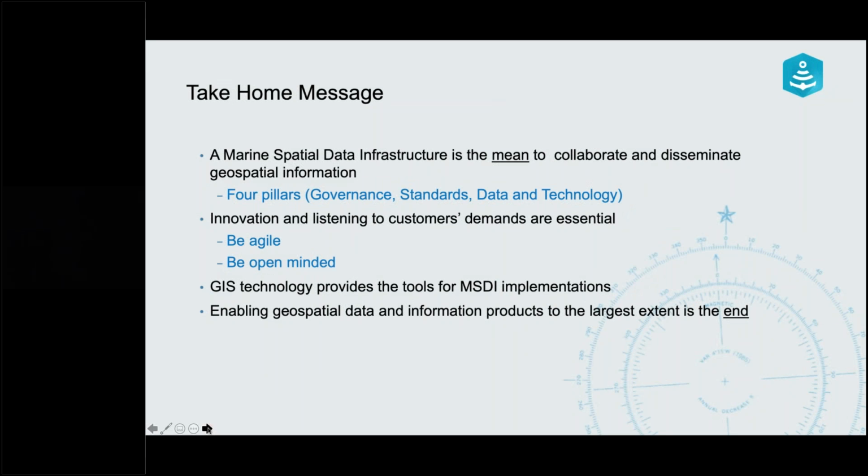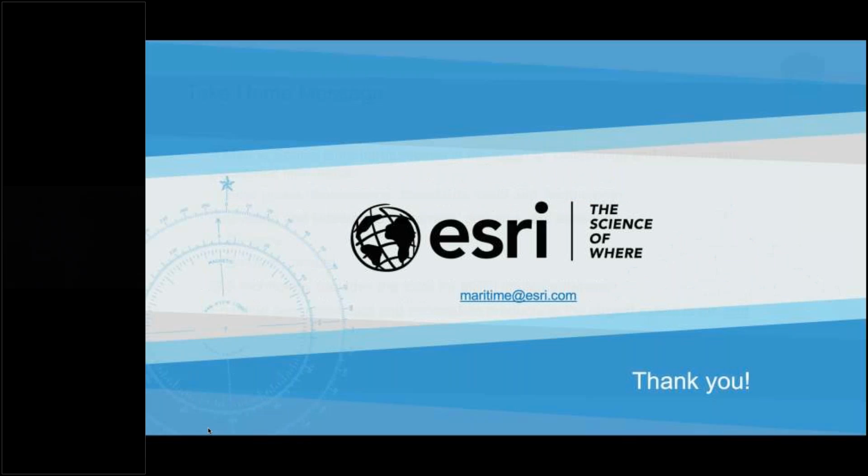So that's it. I would like just to give you some take-home messages. I would like to say that an MSDI is the means to collaborate and disseminate geospatial information, and that's the means, and the end is to provide geospatial data and information products to the largest extent. And I think that concludes my presentation. Thank you very much for the time, and happy to be the closer of this series. And if there are any questions at the end, I would be happy to answer them.